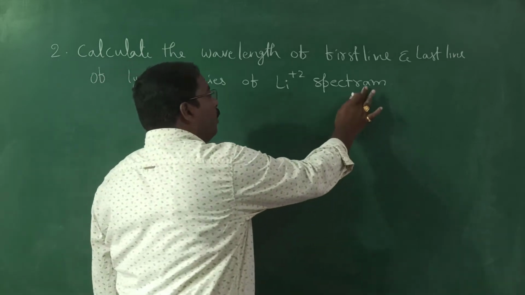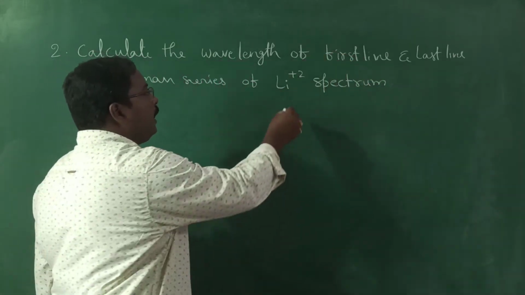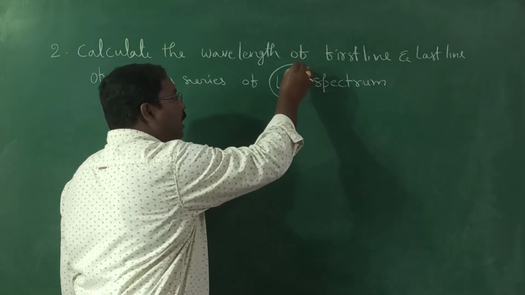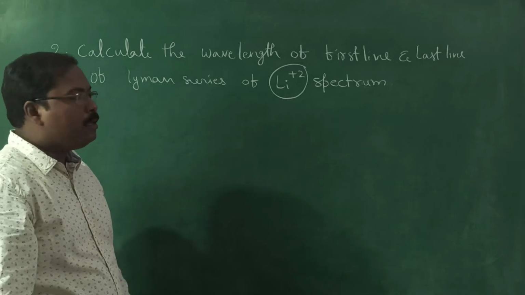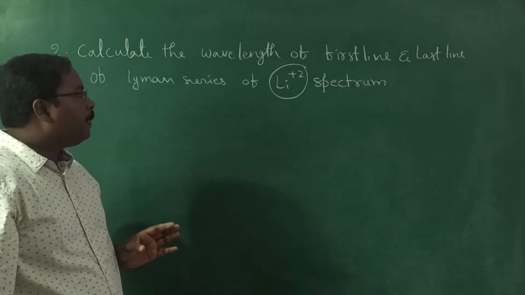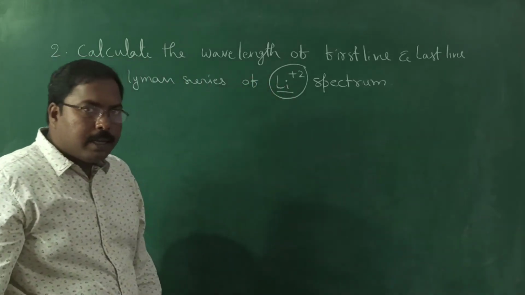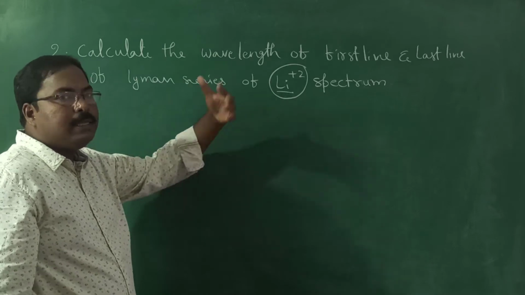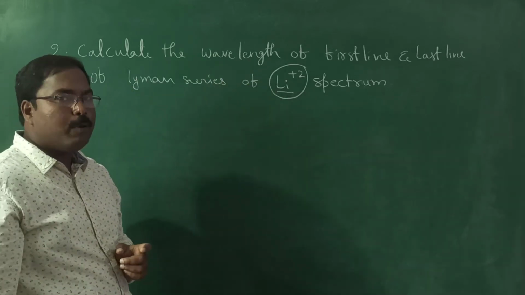Lithium atomic number is 3. Out of 3 electrons, plus 2 means what? It lost 2 electrons, so it contains only 1 electron. So its spectrum is also similar to the hydrogen spectrum. But what is the point we need to remember from this? Here, when they give an atom other than hydrogen, the Z square in the formula will be more important.